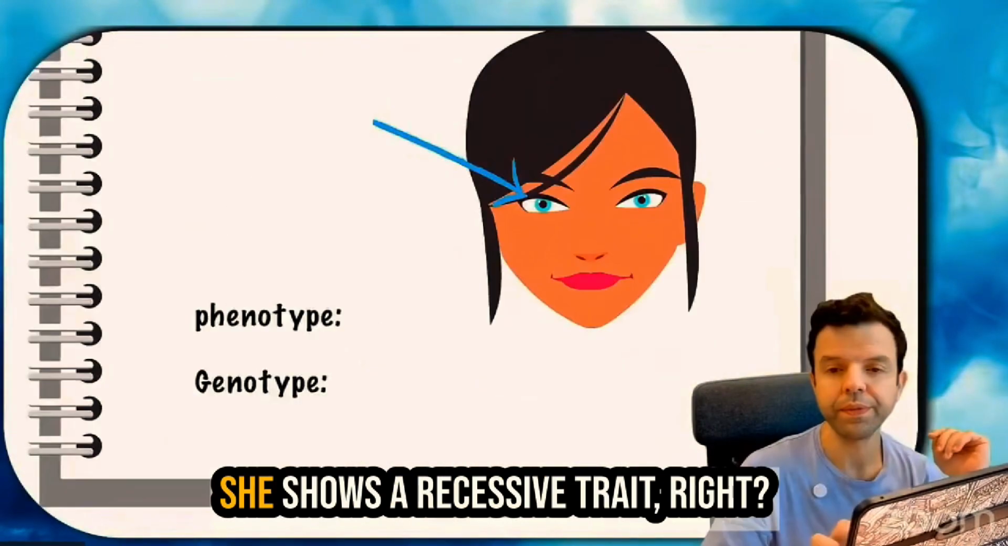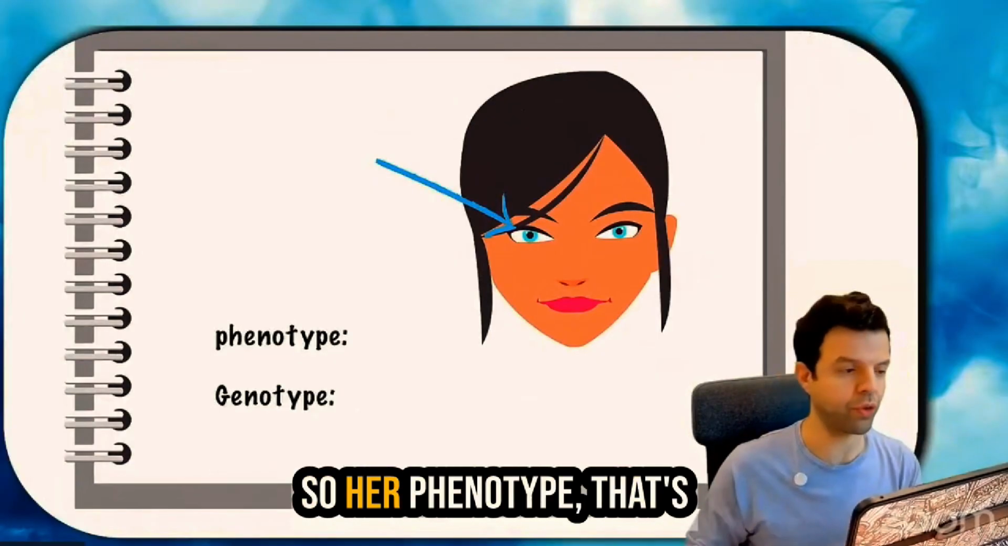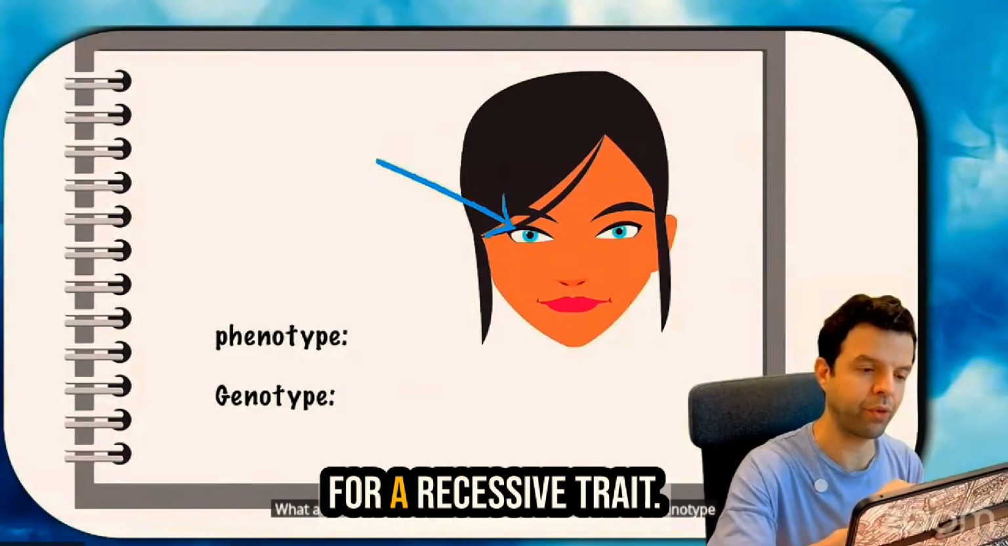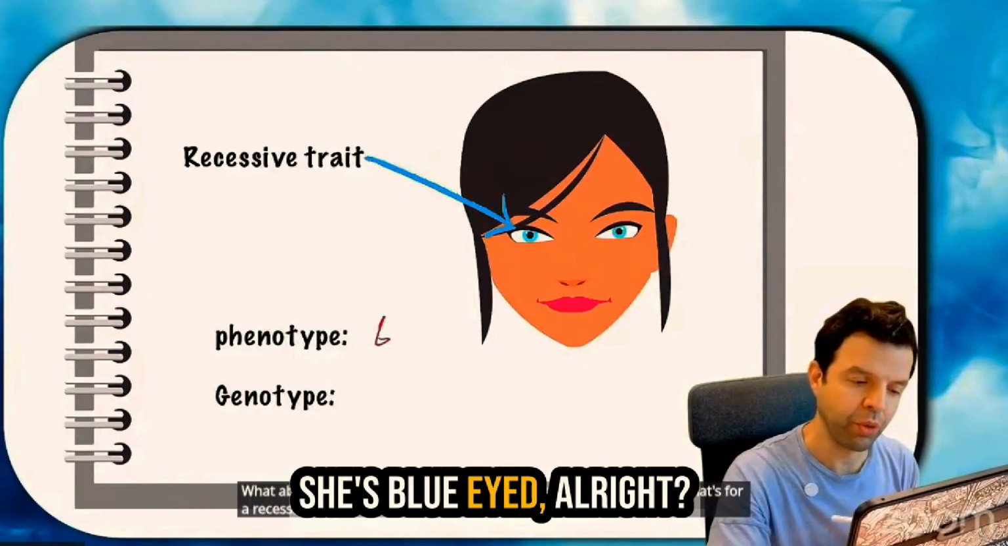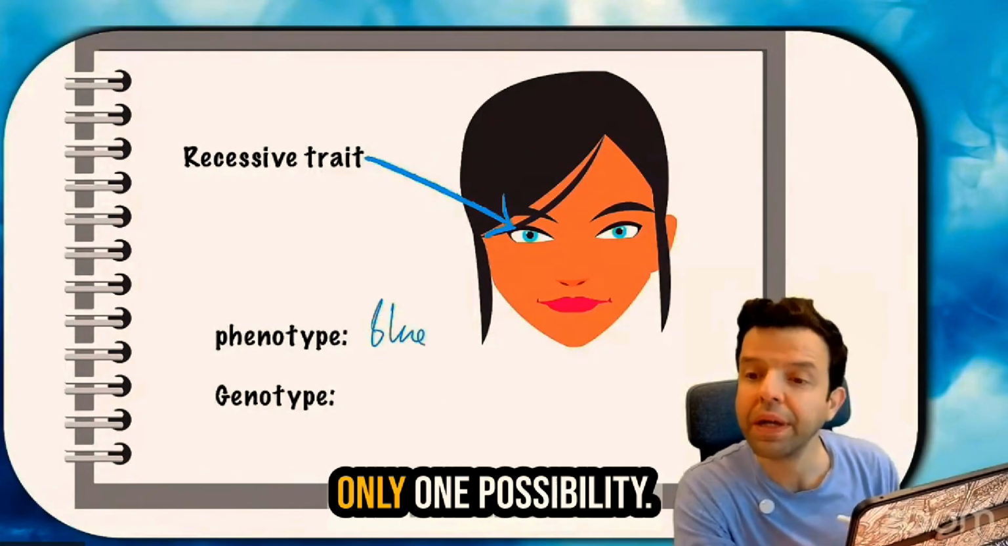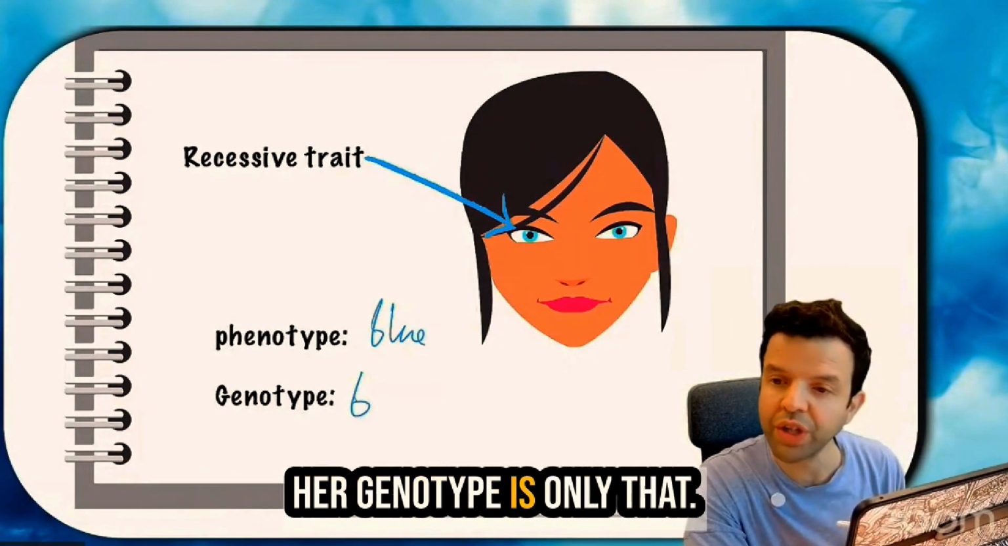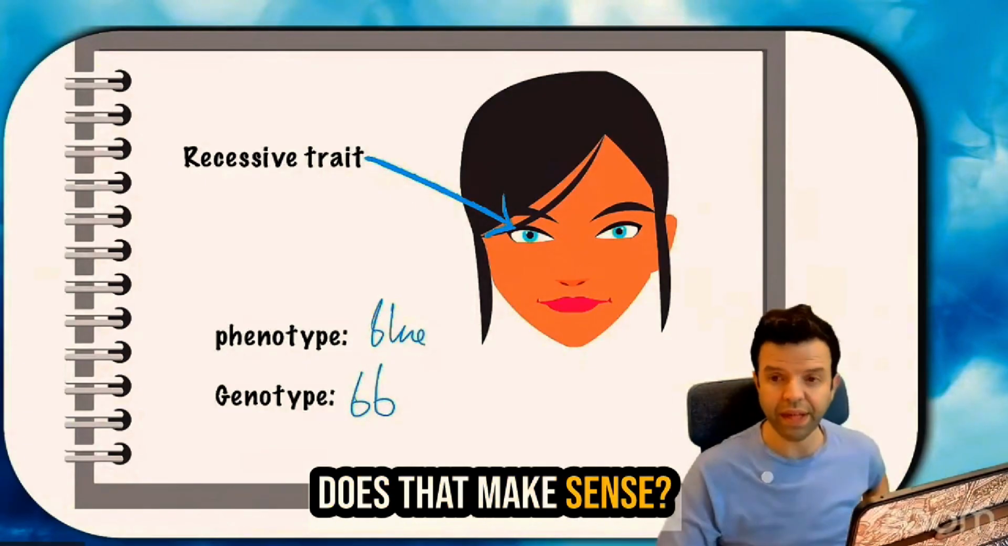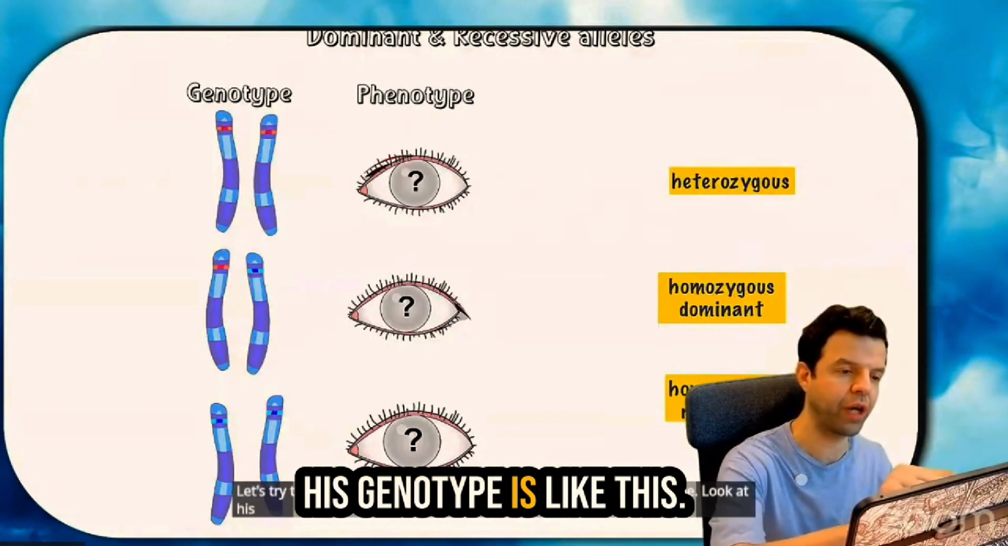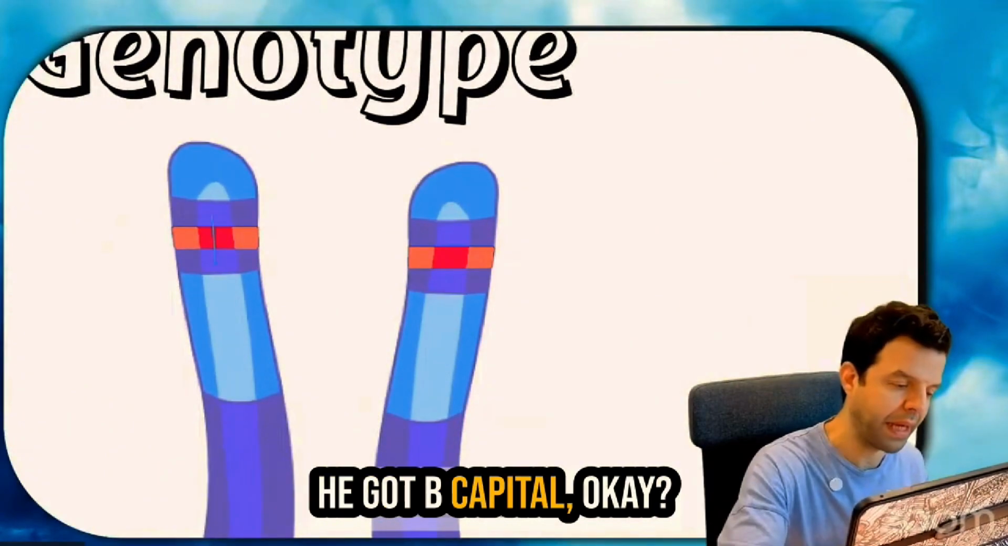What about her? She shows a recessive trait, right? So her phenotype is that of a recessive trait. She's blue-eyed, all right? Her genotype is only one possibility. Her genotype is only that. Does that make sense? Look at his genotype. His genotype is like this. He got B capital, okay?